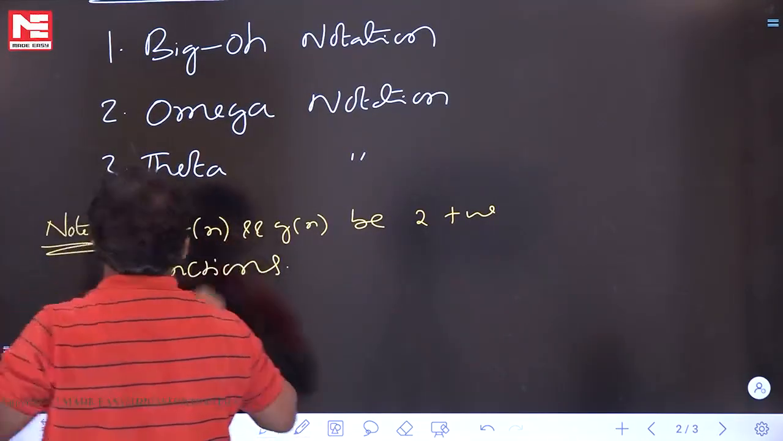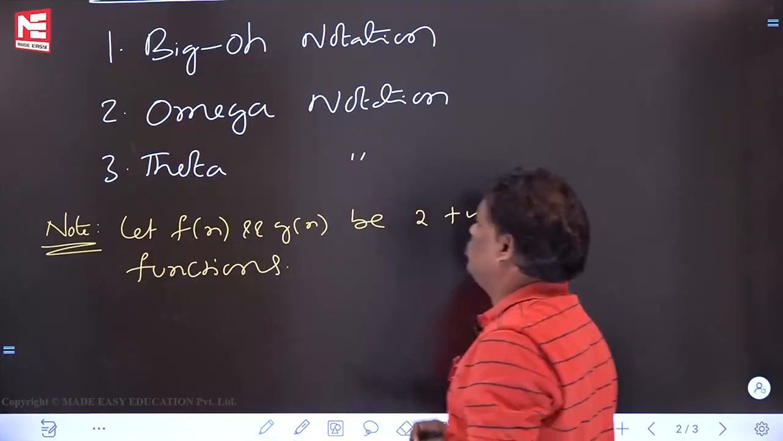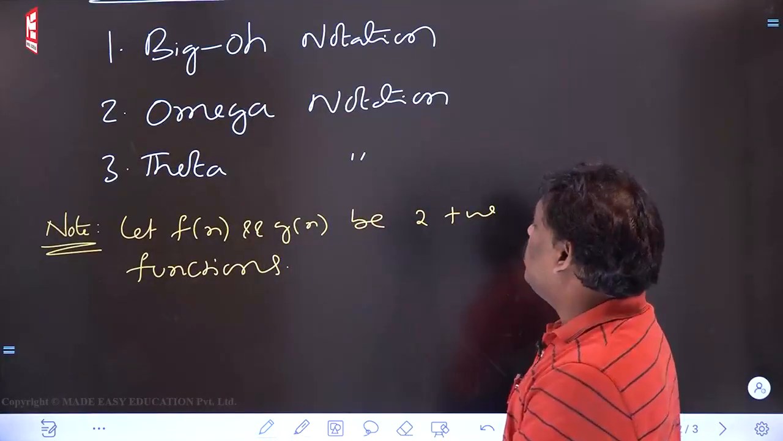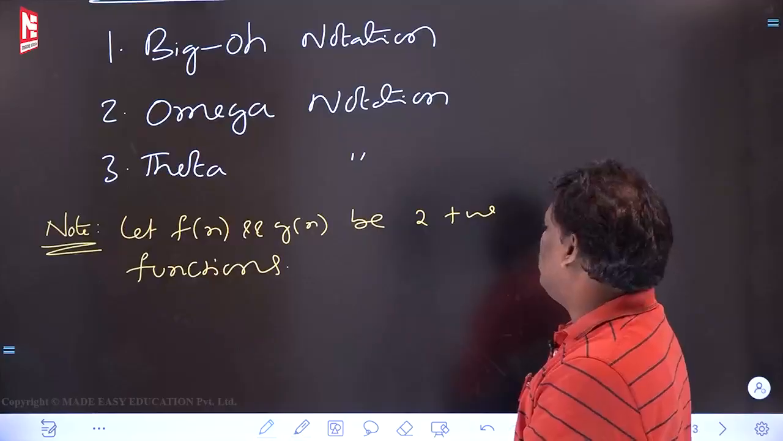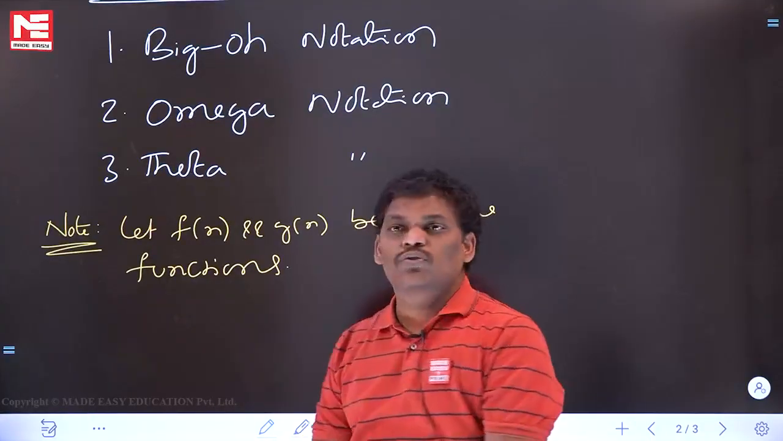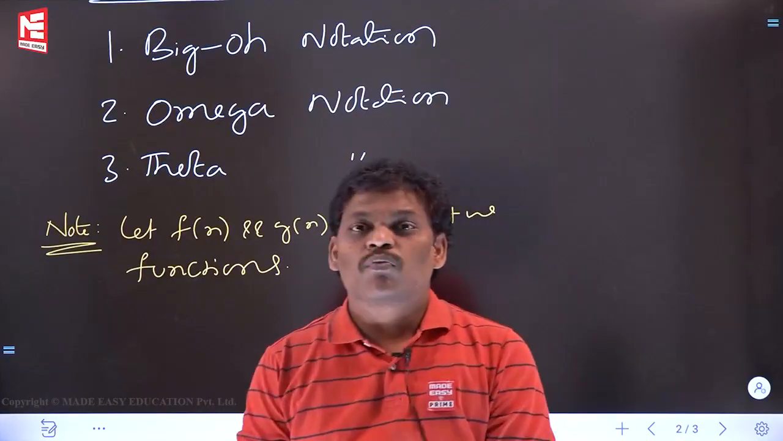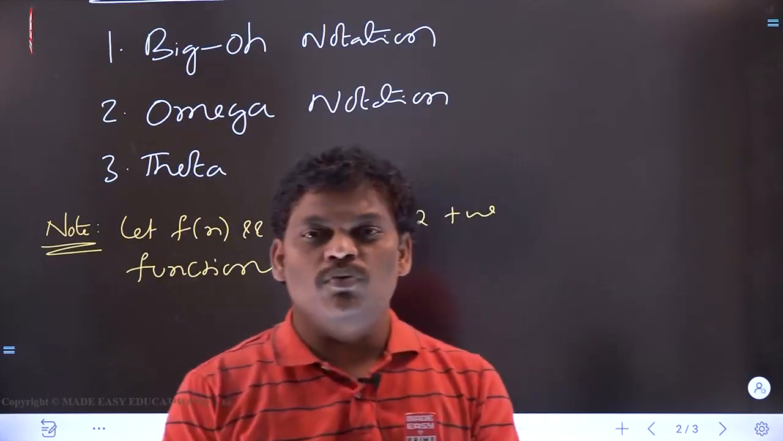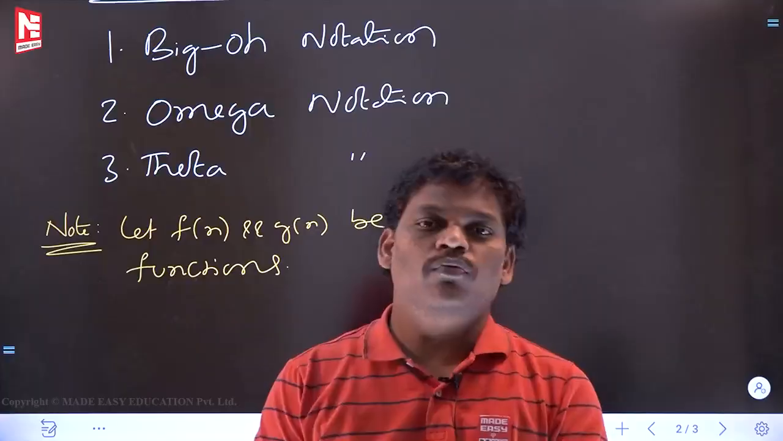Two positive functions. So we will talk about only positive functions. In asymptotic notation we will discuss only about positive functions. Let f of n and g of n be two positive functions. Some people are asking, sir, why are we discussing in asymptotic notation only positive functions, why not negative functions?